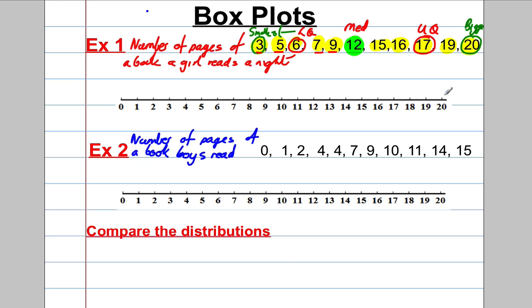And what we can do is plot them on here. So we put a little dash by 3, the smallest, and a little dash by 20, the biggest. We put a dash by the lower quartile, which is at 6, another dash by 12, which is the median, and another one by 17. And we draw a box plot. Between the lowest and the lower quartile, you draw a line with a little end point like that. Between the biggest number and the upper quartile, you draw another line and a little end point. And then you draw a box, from the lower quartile all the way up to the upper quartile, as follows.